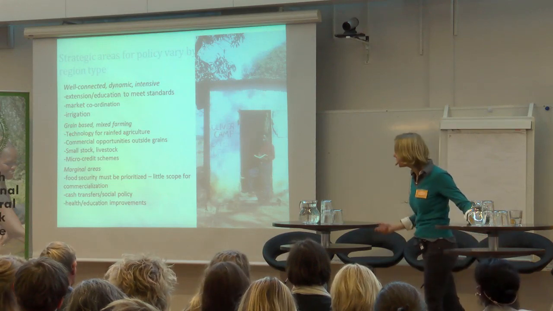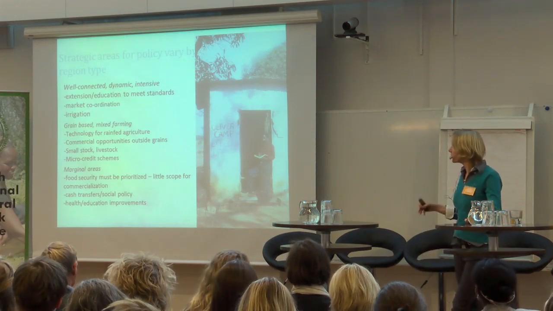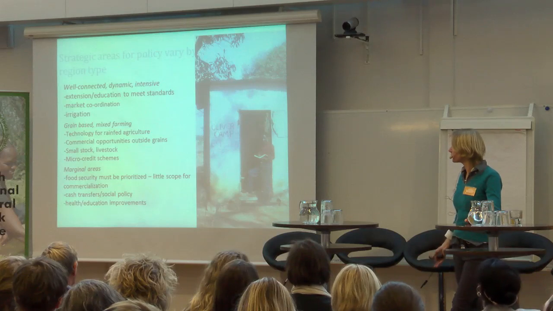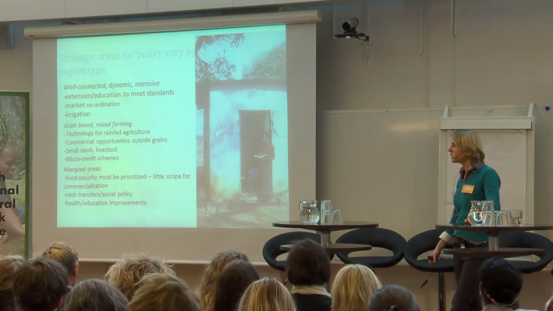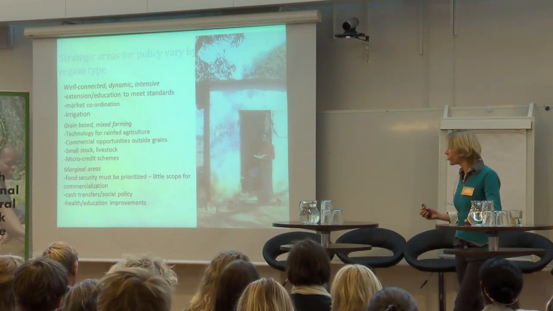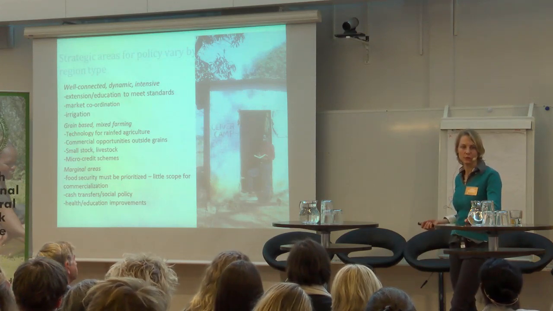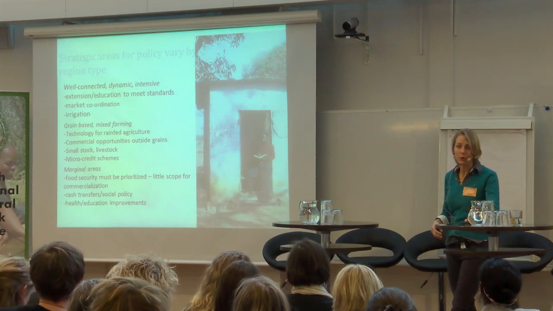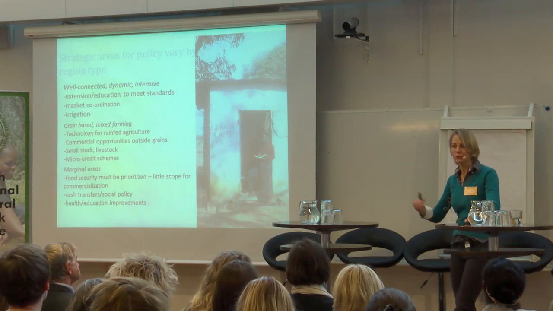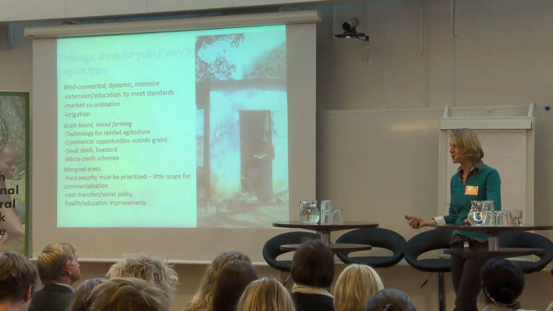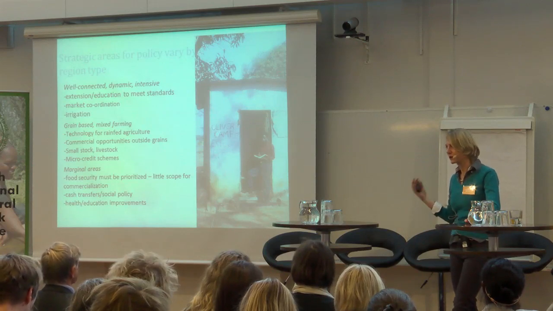And finally, in the marginal areas, food security must be prioritized. There's little scope for commercialization. There's scope, however, for cash transfers and social policies, and health and education improvements may actually be more important than trying to boost agricultural productivity, because these people are very, very poor.